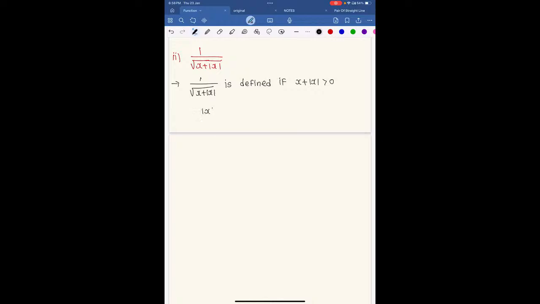सो आपल्याला मॉड ऑफ x ची डेफिनेशन माहिती आहे. मॉड ऑफ x इज x when x is greater than equal to 0 and minus x when x is less than 0. So x plus mod of x काय याची डेफिनेशन for x greater than equal to 0 we get x plus x and for x less than 0 काय येईल x plus mod of x येते x minus x. You get 0. So that is we get x plus mod of x is 2x when x is greater than equal to 0 and 0 when x is negative, less than 0.